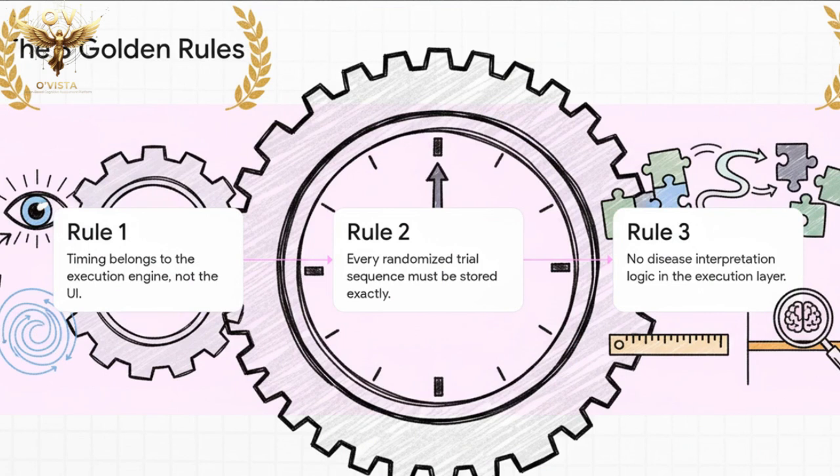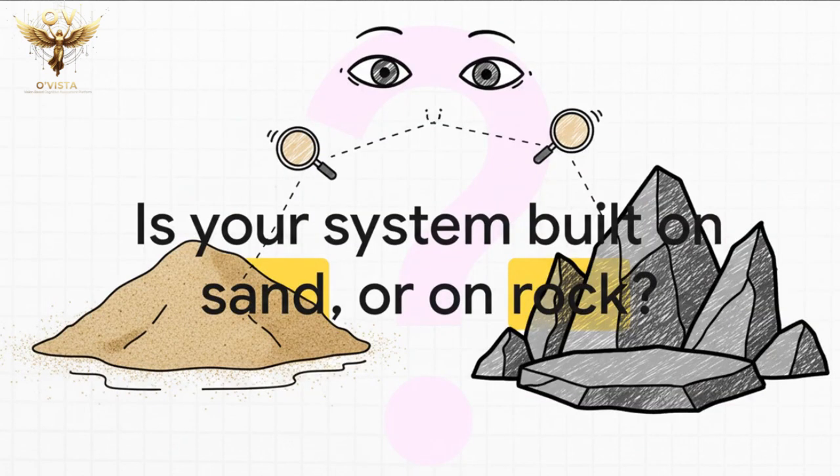So if you remember nothing else from this explainer, please let it be these 3 golden rules. 1. The engine controls time, not the pretty interface. 2. You have to store what you show every single time. And 3. Keep your raw measurements completely separate from any kind of clinical interpretation. These are the non-negotiables. And that leads us to the final, critical question you should be asking yourself, whether you're buying a system, building one, or just using one for your research. After all of this, can you say with confidence that your system is built on a foundation of solid rock? Or is it maybe, just maybe, resting on sand?